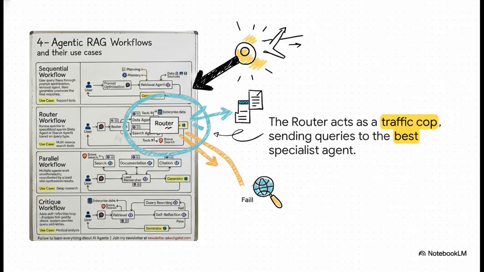A query comes in and boom, it hits the router. This agent has one job and one job only, to figure out what kind of question this is. If it's about, say, internal company data, it gets sent to the specialized data agent. If it's something that needs info from the web, off it goes to the search agent. It's basically an information traffic cop.